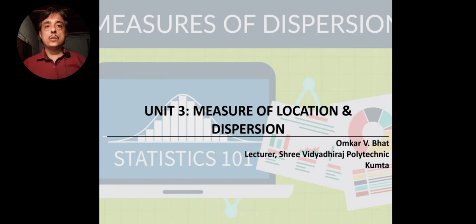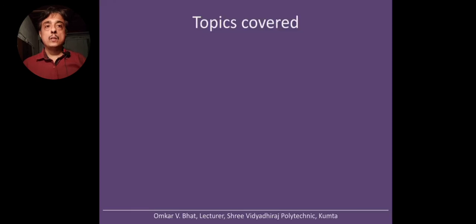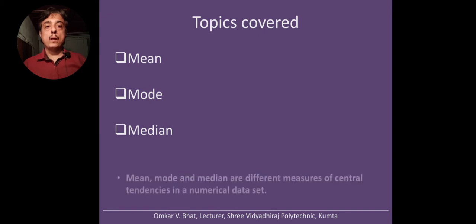So let us move on to the next unit. Unit number 3, Measure of Location and Dispersion. So in this video, topics covered are mean, mode and median. Let us see how mean, mode and median are calculated for the given data set.